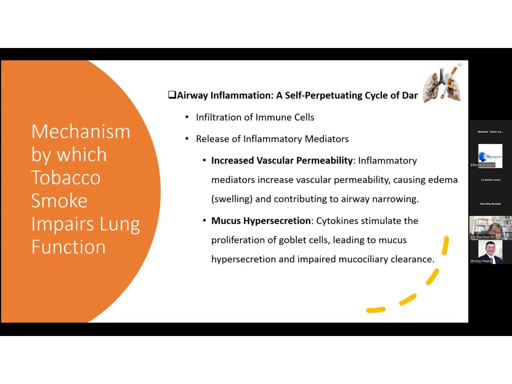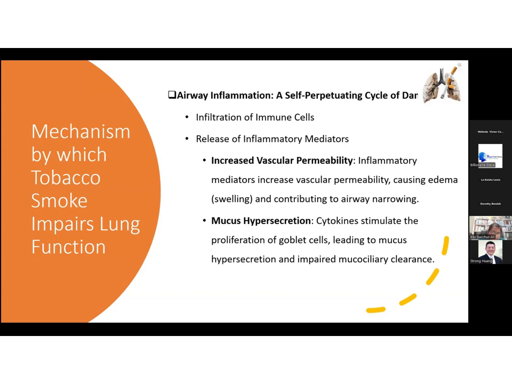So the tobacco smoke triggers the recruitment and activation of various immune cells in the airway. This would include your neutrophils, your macrophages, your T lymphocytes, and eosinophils. These cells release a set of inflammatory markers that amplify the inflammatory process and worsen lung damage.